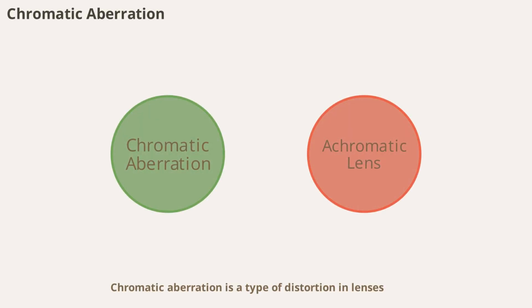Chromatic aberration is a type of distortion in lenses where different colors of light focus at different points. This causes images to appear blurred or fringed with color. It's a common issue in cameras and telescopes, but can be minimized using special lens combinations called achromatic lenses. Understanding chromatic aberration is key to improving image quality in optical instruments.